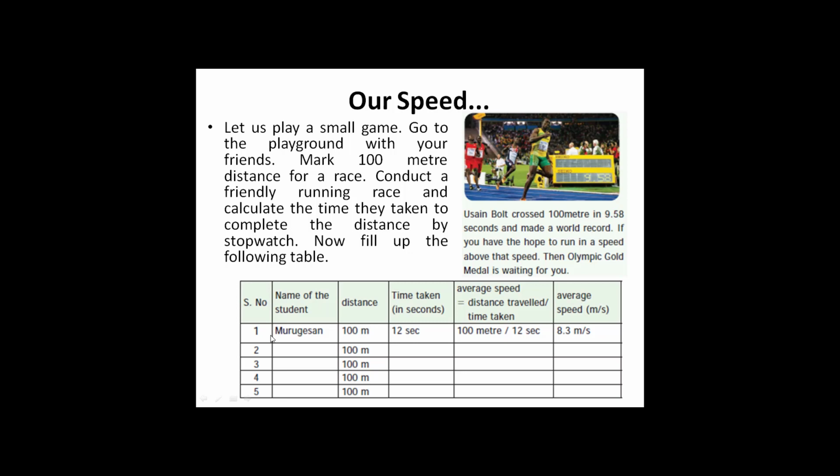So, in the lockdown, you can use this as a game. By means of your phone, which has a stopwatch, you can calculate the average speed and identify who is running fast. Usain Bolt crossed 100 meters in 9.58 seconds and made a world record. If we have hope to run at a speed above that, then the Olympic gold medal is waiting for you. Okay, go children, go and play in the playground and identify who is running fast.